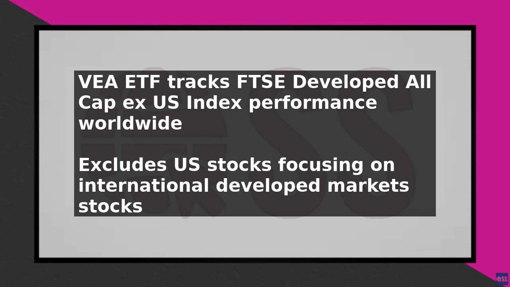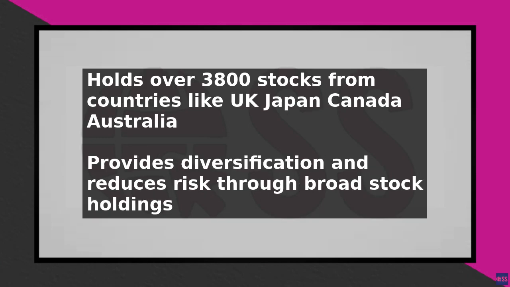It holds over 3,800 stocks from countries such as the United Kingdom, Japan, Canada, and Australia, providing diversification and reducing risk. One of the key benefits of the VEA ETF is its low expense ratio, which is currently 0.05%. This means that for every $100 invested, you will pay just 5 cents in fees per year. This makes it an attractive option for investors who want to keep costs low and maximize their returns.